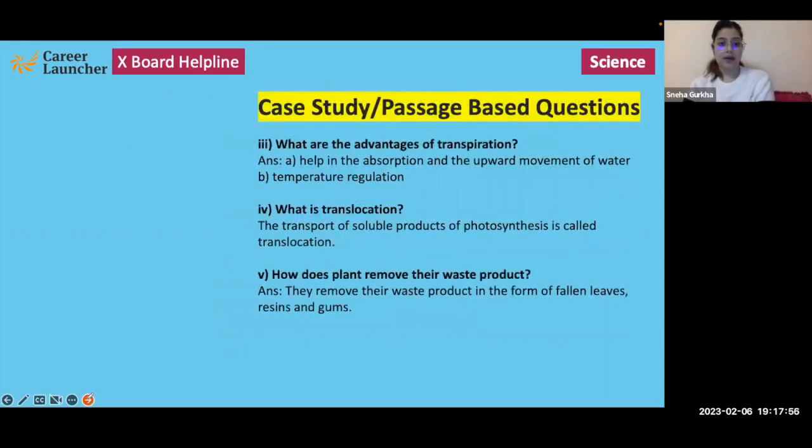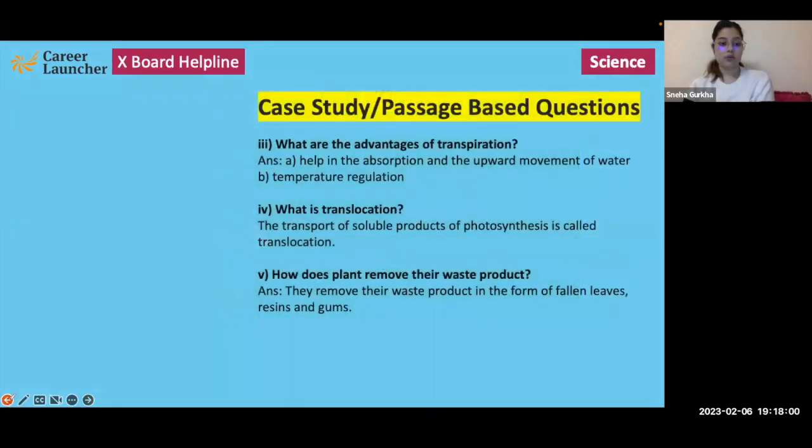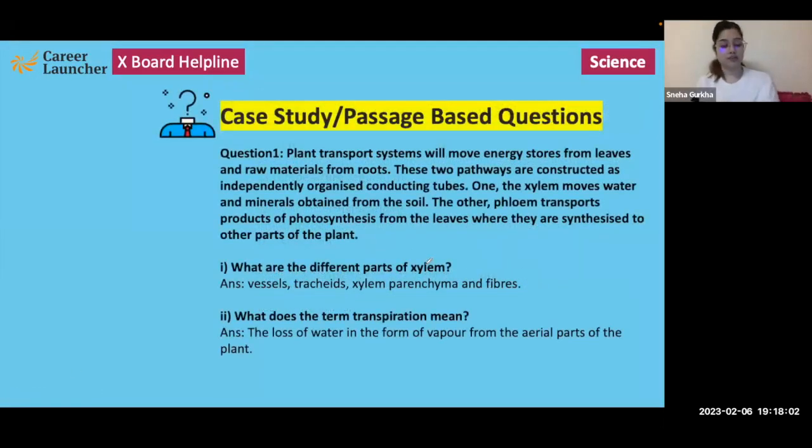Okay, next we move on to the passage based question. So let's have a quick read at the passage once, and then we will move forward. So the plant transport system will move energy stored from leaves and raw materials from roots.